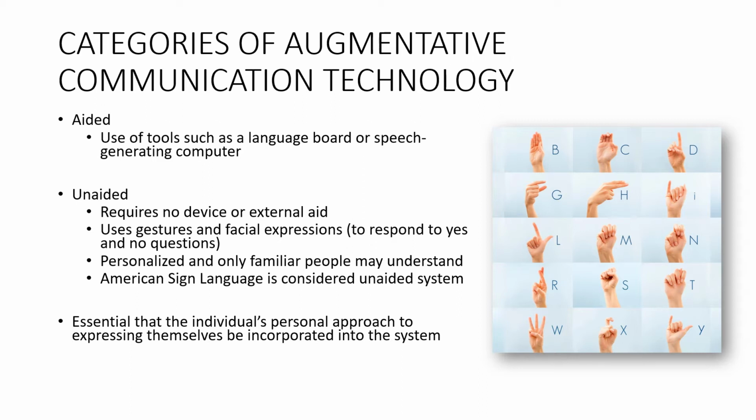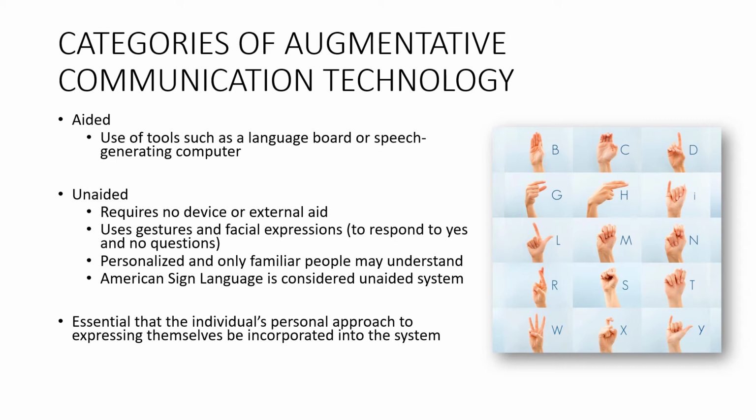So I would ask the class, give me an example, right? But basically using gestures and facial expressions to respond to yes and no questions would be unaided because you're just using your face. Or personalized, and only familiar people may understand it. The way that you look at someone, let's say a family member, only you two would know what that means, right? So that would be, again, unaided.